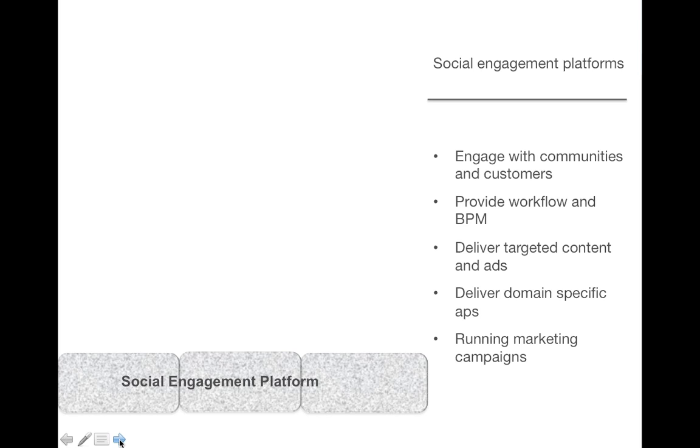The better platforms do this, provide some really solid workflow and business process management around how it is you do that in engagement. They help you deliver targeted content and ads to very specific groups or very specific customers or very specific potential customers or partners, whatever it may be. They also have the ability to deliver domain-specific apps, and they also have the ability to deliver these amazing marketing campaigns that can be single-channel, multi-channel, and can be in conjunction with other activities out there, such as an email campaign or some other, say, video campaign or something like that. So these are really the foundation for what it is you're going to build upon.